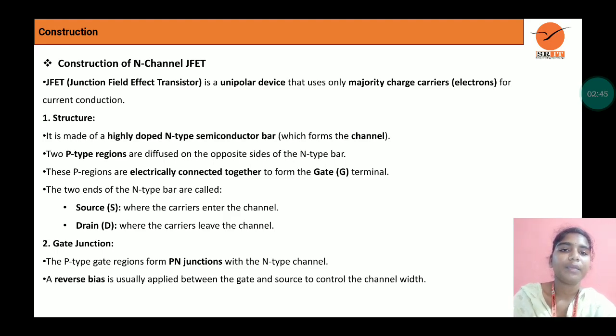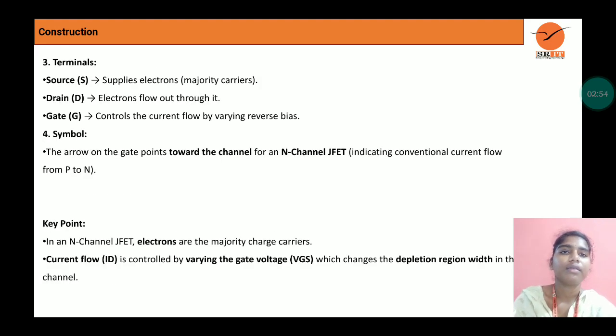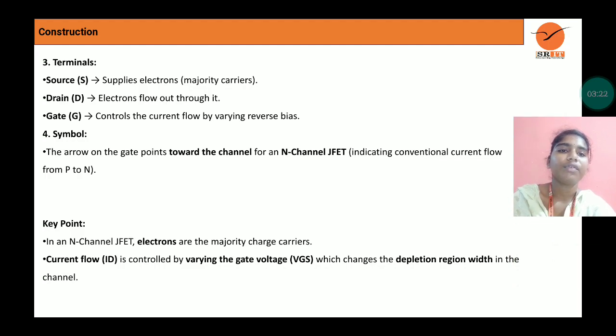Gate junction. The P-type gate regions form PN junctions with the N-type channel. A reverse bias is usually applied between the gate and the source to control the channel. Third, the terminals: source, drain, gate. The source supplies electrons, and electrons flow out through the drain. The gate controls the current flow by varying the reverse bias. Symbol: the arrow on the gate points toward the channel for an N-channel JFET. Key point: in an N-channel JFET, electrons are the majority charge carriers. The drain current ID is controlled by varying the gate voltage VGS, which changes the depletion region within the channel.